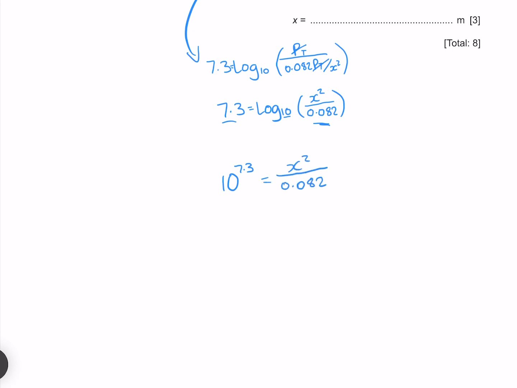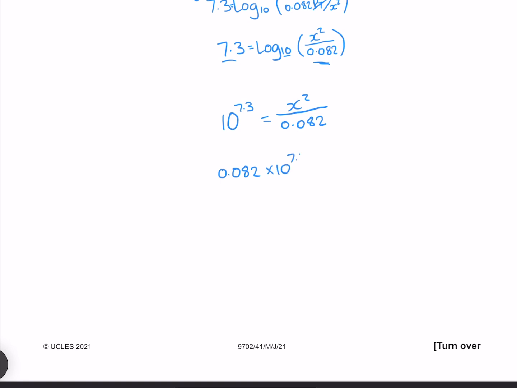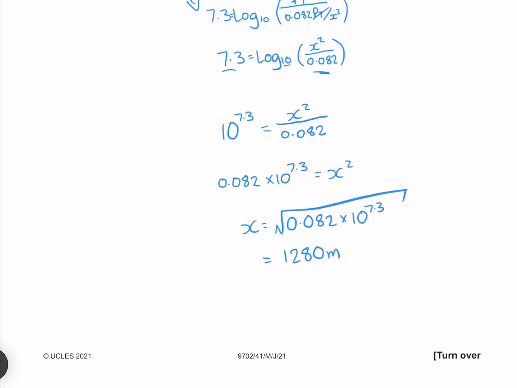Once again, this is just the definition of a log. Solving for x squared by multiplying both sides by 0.082, square rooting both sides and swapping them around, gives me 1280 meters.